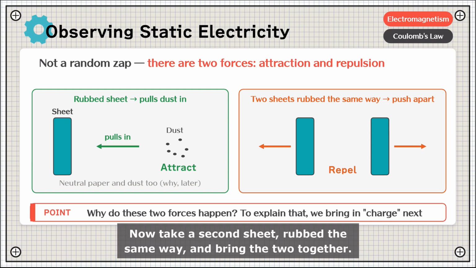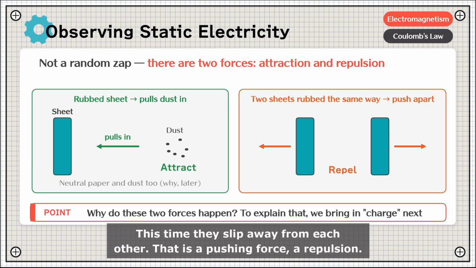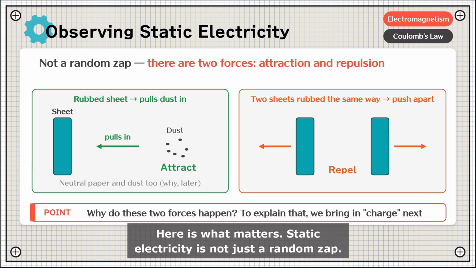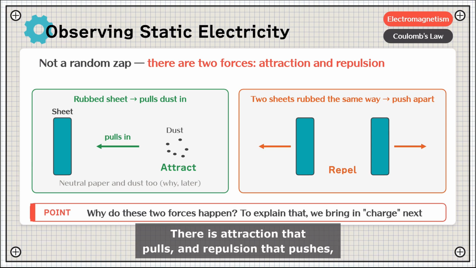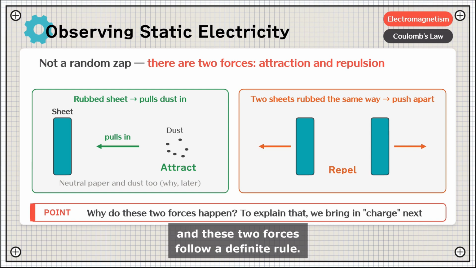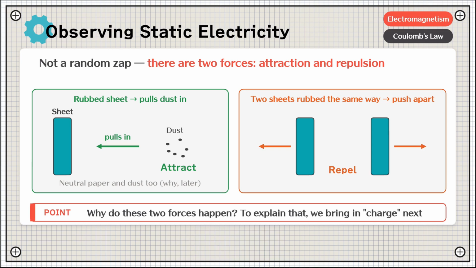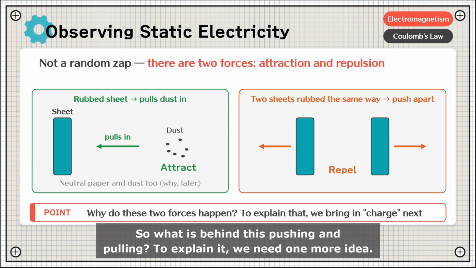Now take a second sheet, rub the same way, and bring the two together. This time they slip away from each other. That is a pushing force, a repulsion. Here is what matters. Static electricity is not just a random zap. There is attraction that pulls and repulsion that pushes, and these two forces follow a definite rule. So what is behind this pushing and pulling?